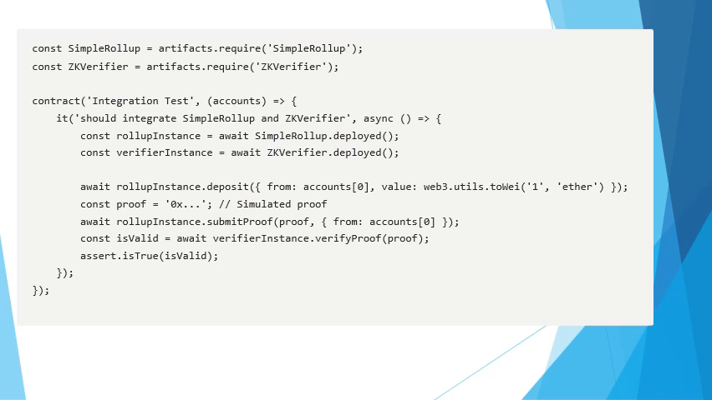This integration test imports the contracts SimpleRollup and ZKVerifier and creates the test suite. Then the test checks if the contracts are deployed properly. It also verifies that an account can deposit ether into the SimpleRollup contract and that the balance is updated accordingly. It then checks if the proof can be submitted to the SimpleRollup contract and whether the proof is verified correctly by the ZKVerifier contract.